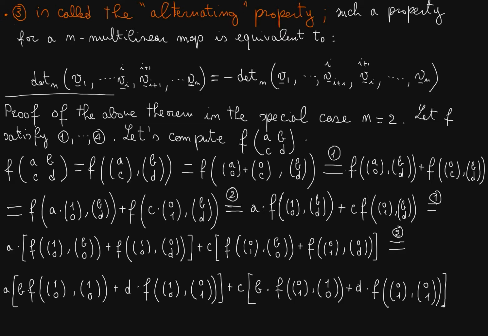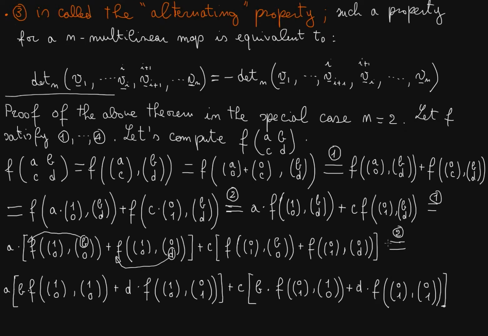What was the next step before? Well, the next step involved property 2, which meant writing vectors as a scalar times some other vector. So A0 is A times (1, 0), and 0C was C times (0, 1). Now, in this case, we have as vectors B0 and 0D. So we can write B0 as B times (1, 0), and 0D as D times (0, 1). And applying property 2, these coefficients, B here and D here, will be taken outside f.